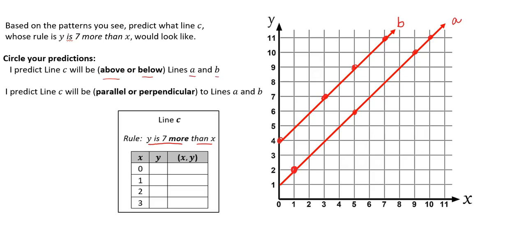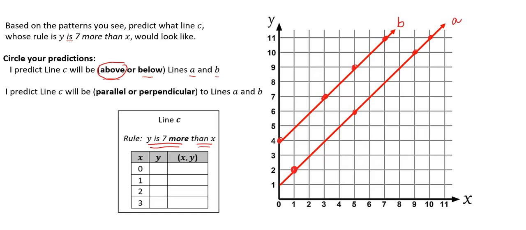Well, the pattern for line A was that y was 1 more than x. The pattern for B was that y was 4 more than x. Since the difference between the y and the x increased, line B ended up above line A on the graph. Well, in line C, since y is 7 more than the x, I'm going to predict that line C will be even further up on the graph. So it will be above lines A and B.